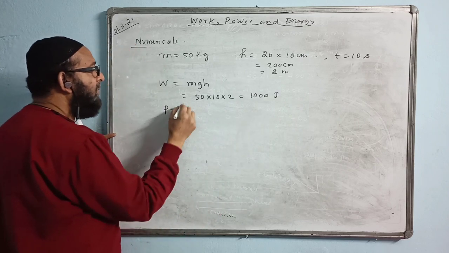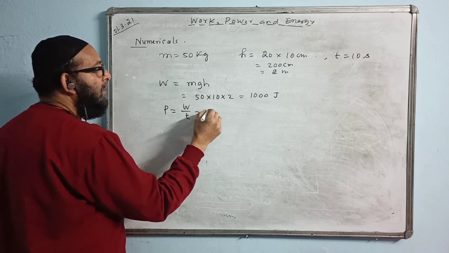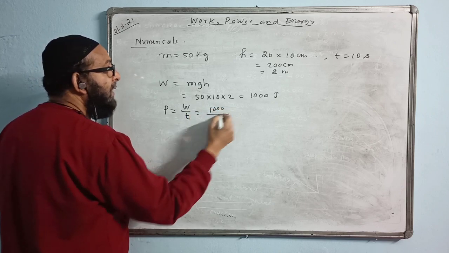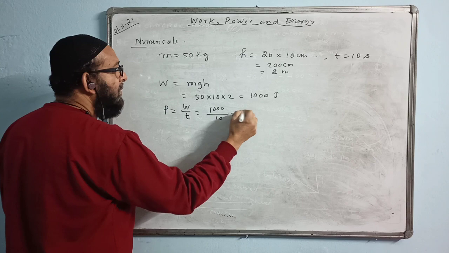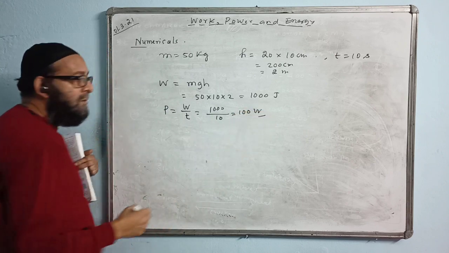Now power formula we have work upon the time. 1000 upon the time is 10. The answer is coming 100 watt. Answer finished.